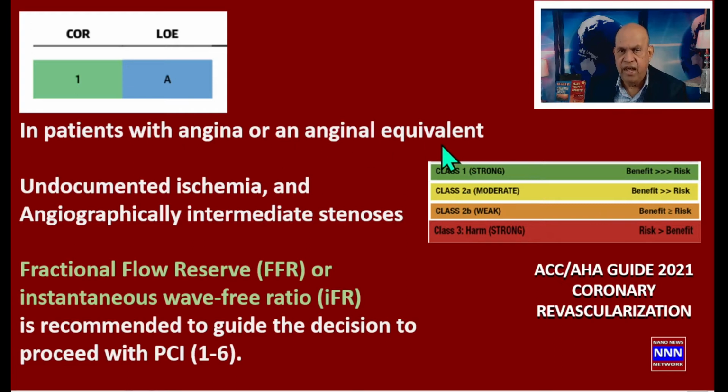In patients with angina or angina equivalent, undocumented ischemia and angiographically intermediate stenosis. So you're doing a cardiac catheterization, you see like a 50-60% lesion, but it looks kind of raggedy, and you're not sure what is going on here. But in those situations, to determine if this artery stenosis is significant functionally, we looked at the anatomy, now we're talking about functionality, then it is reasonable, Class 1A indication, to do fractional flow reserve or instantaneous wave-free ratio, iFR. So these are the procedures that can be done in the cath lab to further delineate who is going to benefit from the intervention and who is not going to benefit from the intervention.